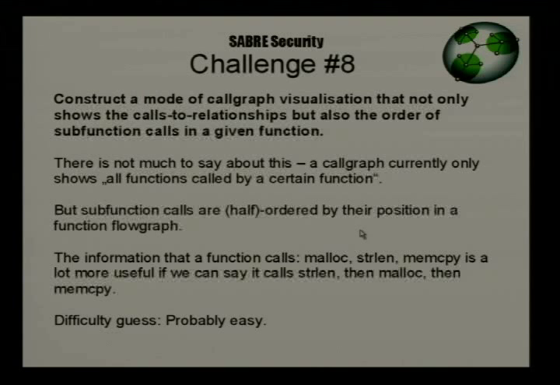Because it's very different whether a function first calls memcopy, then string length, then malloc, or a function that calls string length, malloc, memcopy. Just by looking at the two orderings, you can infer what the function is actually doing. And as such, it should be a lot better if we can actually see that order.